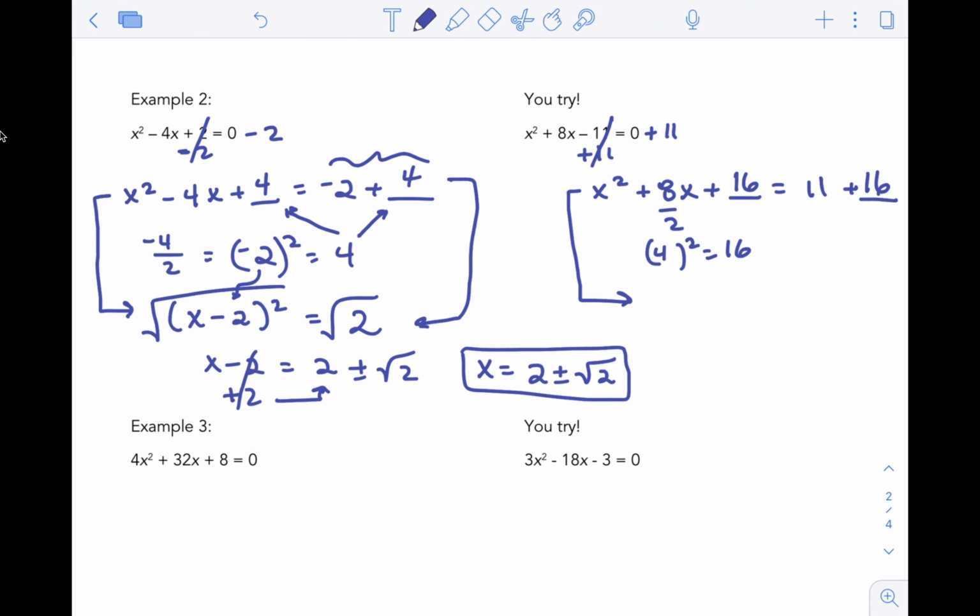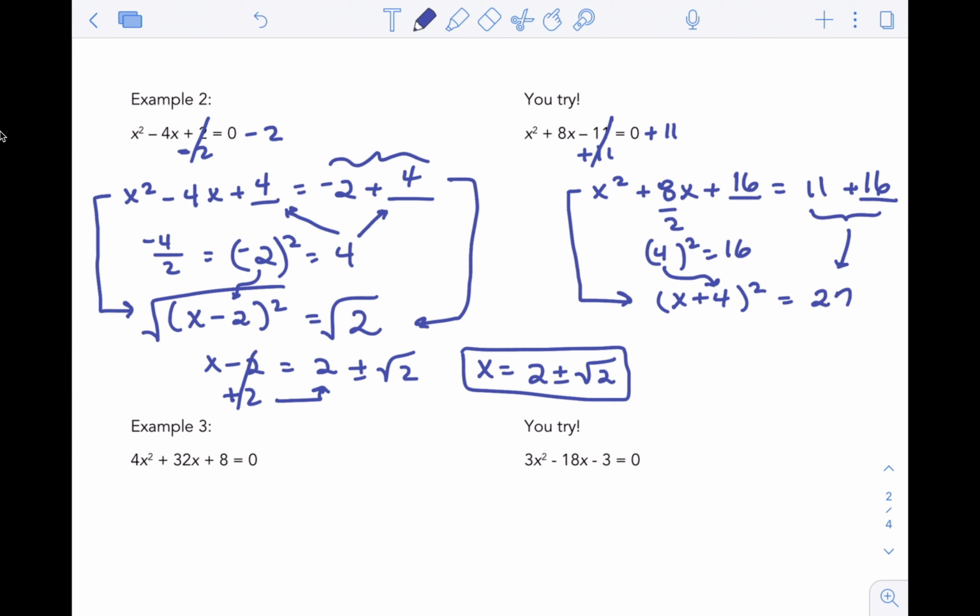The left-hand side just became factorable. And that would be x plus 4 squared. Remember that it's always going to be the same thing as the number cut in half, the result of the number cut in half. And the right side just became 11 and 16, 27.